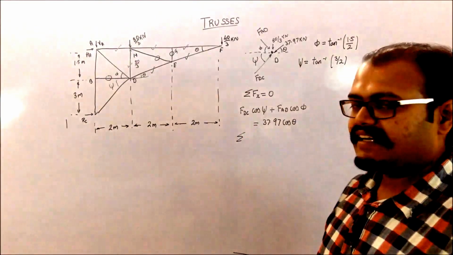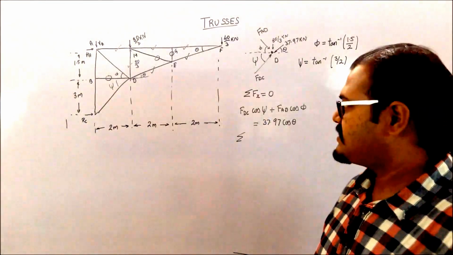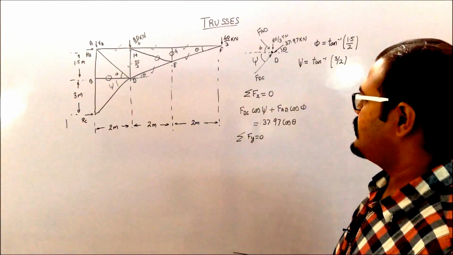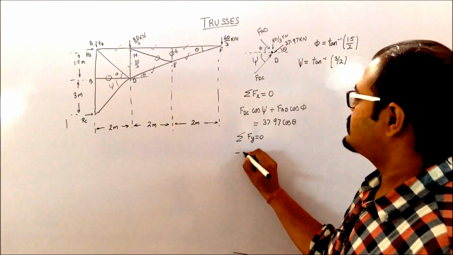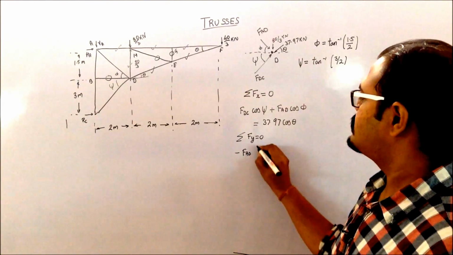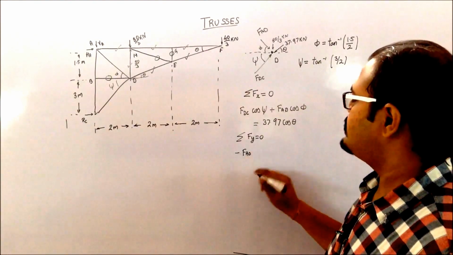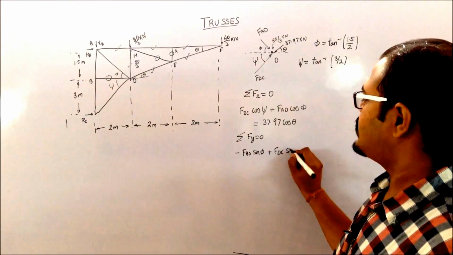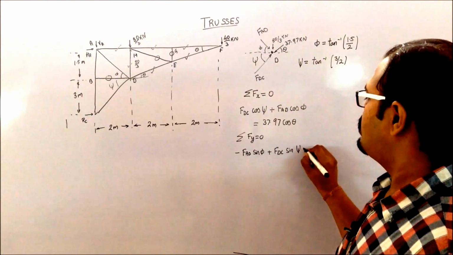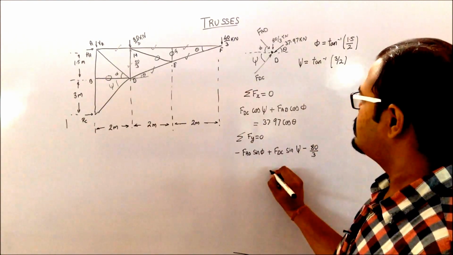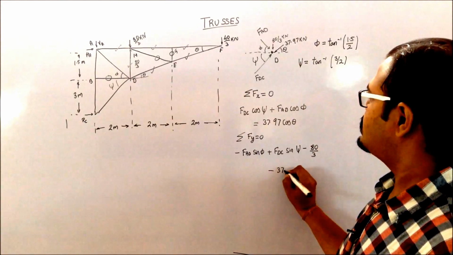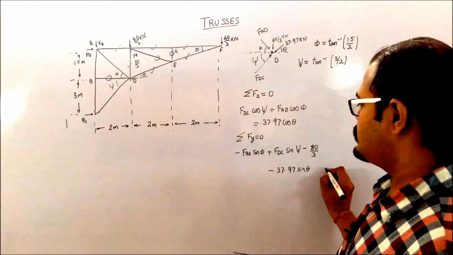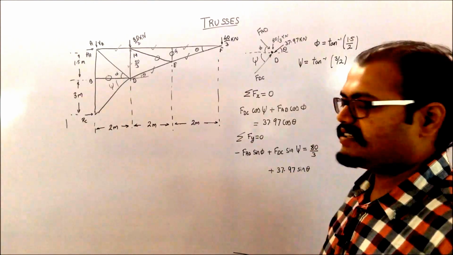From this I won't be able to get any value as such, so I have to consider my second equation, that is, summation Fy equals 0. When I consider summation Fy equals 0, I'll get minus FAD sin phi plus FDC sin xi minus 80 by 3 minus 37.97 sin theta equal to 0. This is the equation I'm going to get.